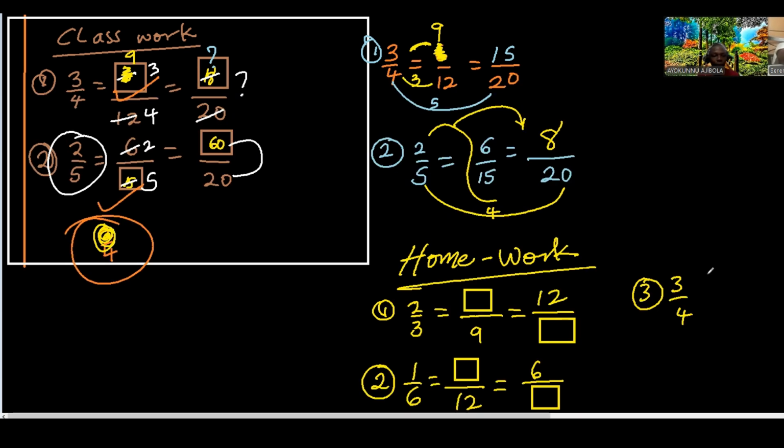And that's it. So this one we're going to have, this is equal to, let's say, 24 over something. And finally, equal to something over 80. Okay? Is that clear?